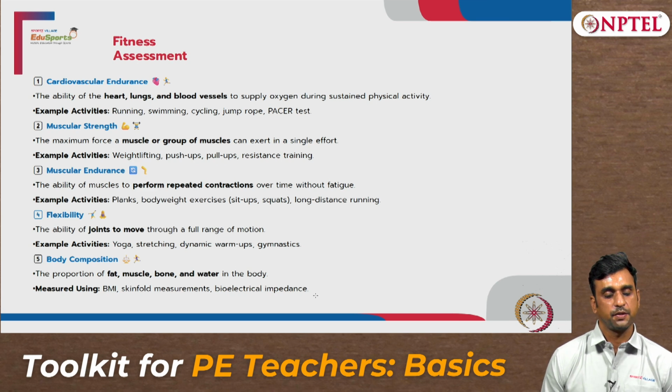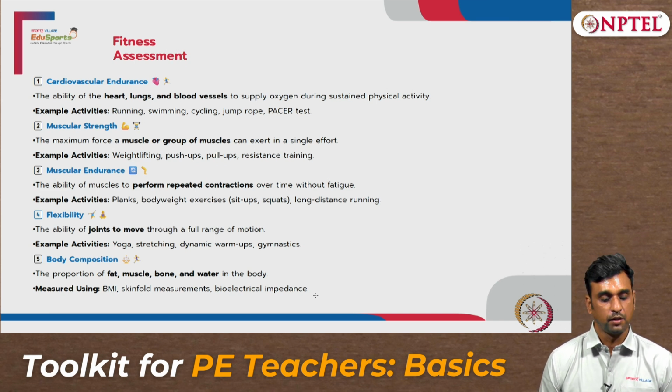The last aspect is the body composition, which is the proportion of fat, muscle, bone, and water in your body. This is measured using BMI, skin fold, you have waist to hip ratio also, and then some advanced methods like bioelectrical impedance.